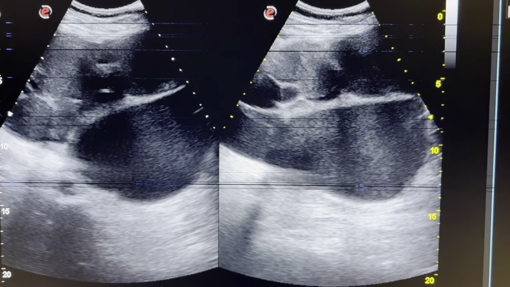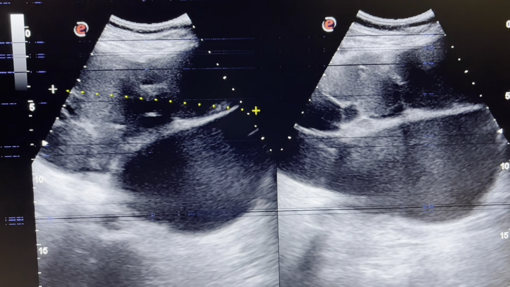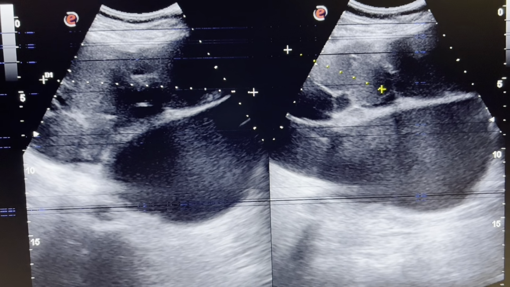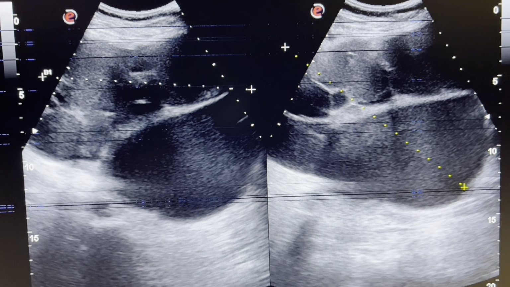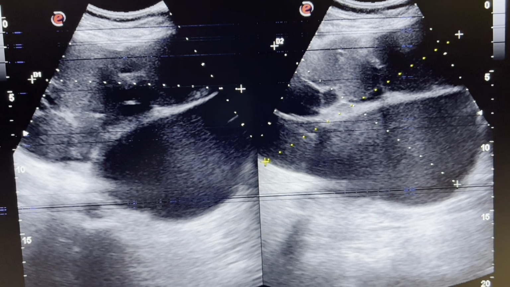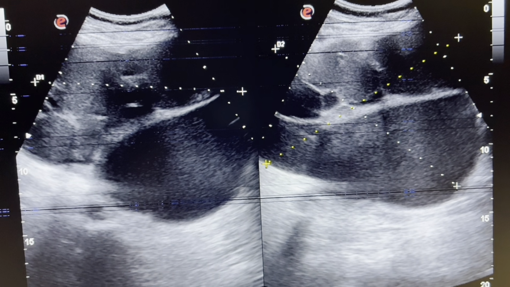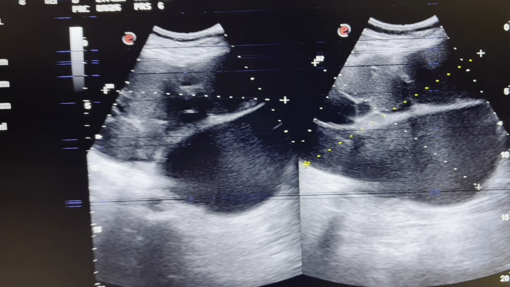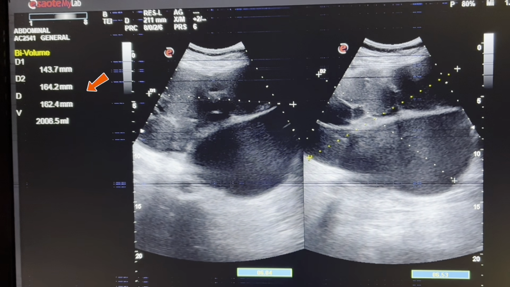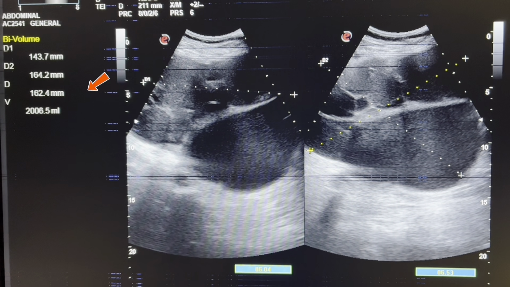Now we will measure the volume of this cyst. The approximate volume of this cyst is 2006 milliliters. Now, how will we write the report?